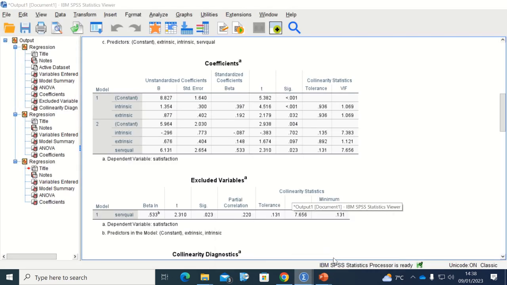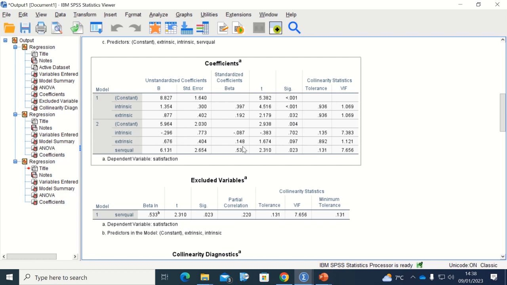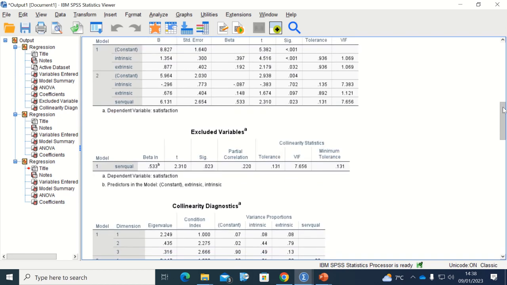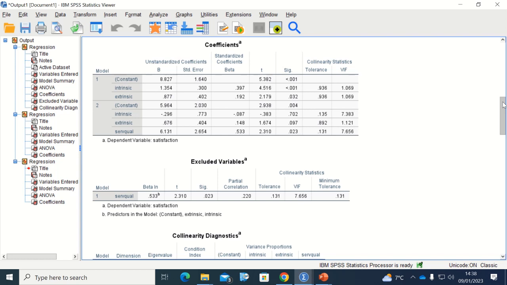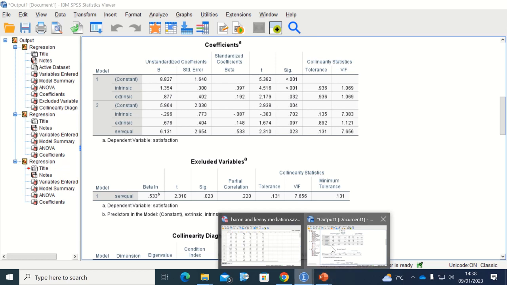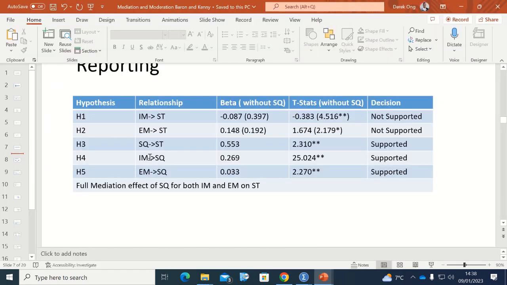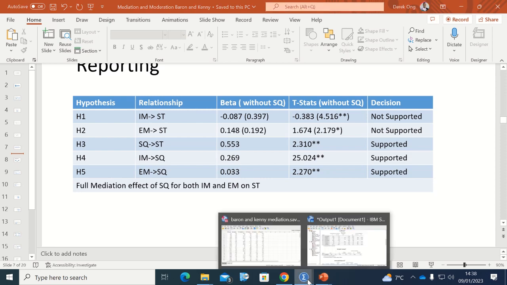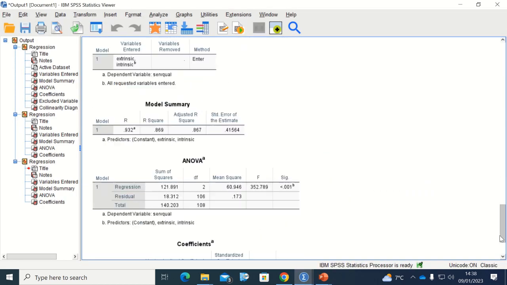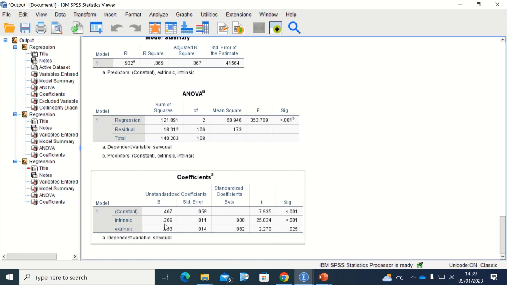You will obviously need to put those in as well. So you have the 0.553, which is serve qual to your IM, and then make sure you do your IM to SQ, 0.269 and 0.033, which we did in this particular one.